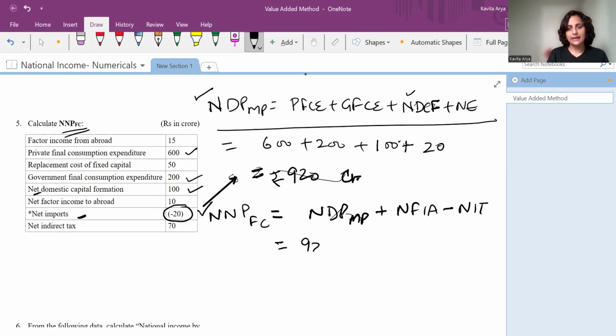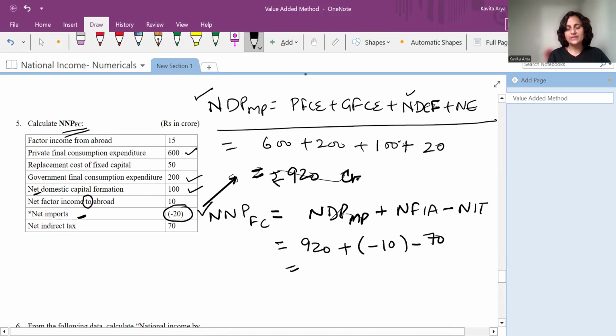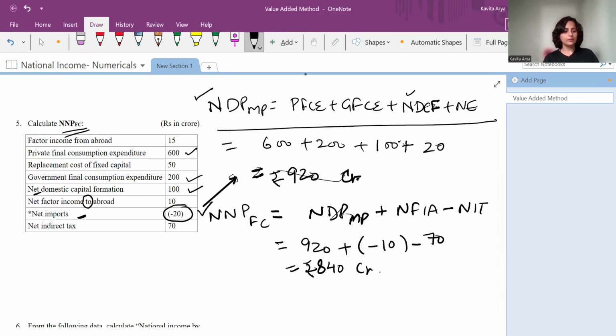So the answer is 920 plus NFIA. So NFIA is again, here it is 2. So I am taking the opposite sign, minus NIT is given 70. So what do I have? 920 minus 80. What do we get? 840. So this is my answer. And we are done with this numerical also based on the expenditure method.